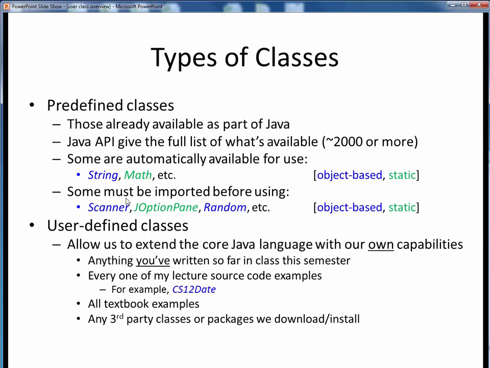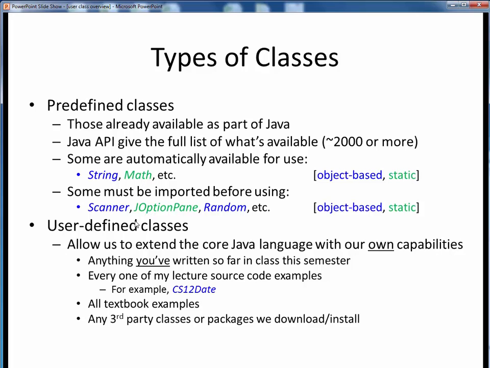By contrast, most classes must be imported before they can be used, as we've seen with Scanner, JOptionPane, Random, and others. In addition, while most classes are object-based, such as these ones in blue, other classes might be invoked statically, such as these ones in green. The difference here is that most classes require objects to be instantiated first, such as String or Scanner objects, before we can call their API methods. But other classes are called statically, which simply means their methods are called directly using the name of the class, such as we've seen for Math or JOptionPane.